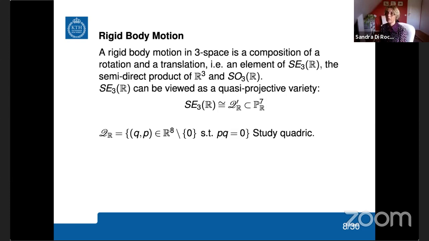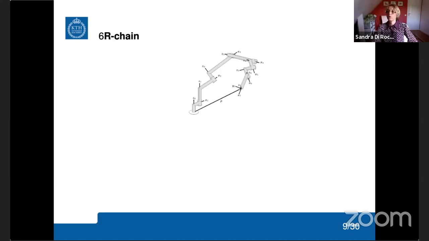It's something quite classical in kinematics and in geometry. And each such revolute machine lives as a point in this quadric. So this is a six-dimensional variety in P7. How do you solve such a problem? And this is so even classically in kinematics.